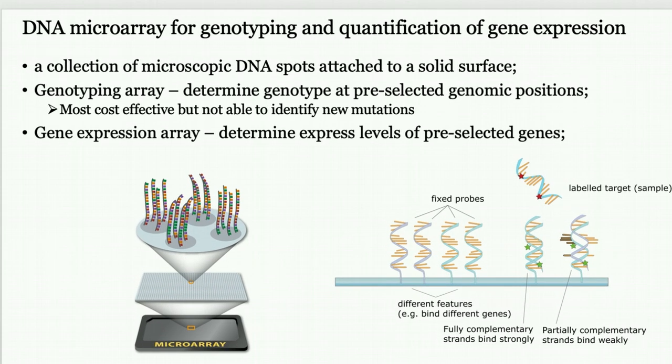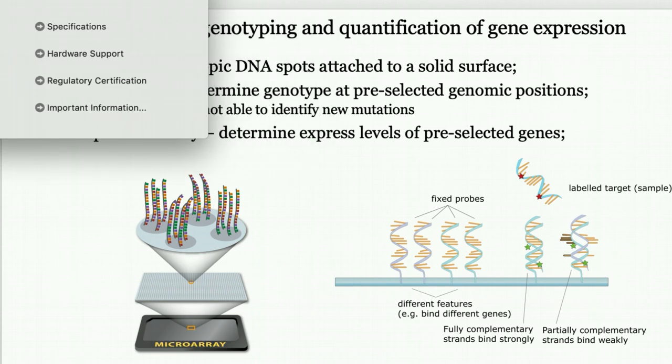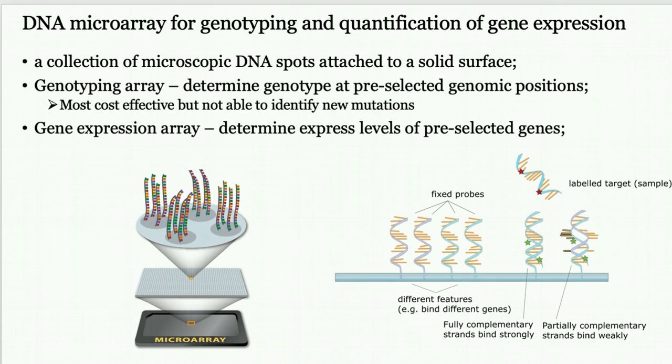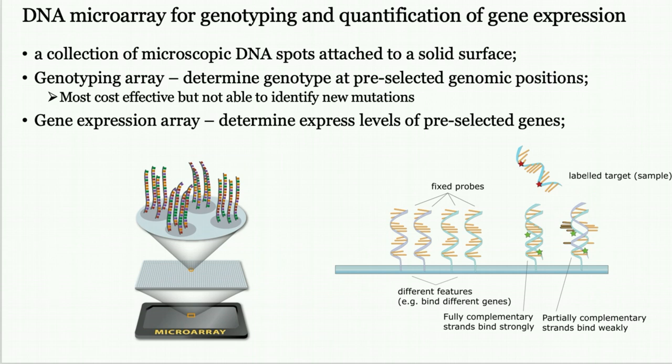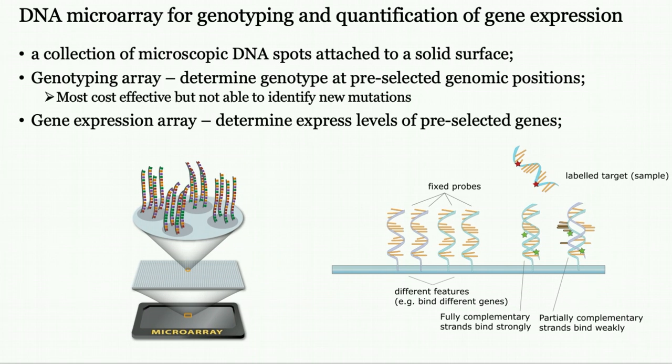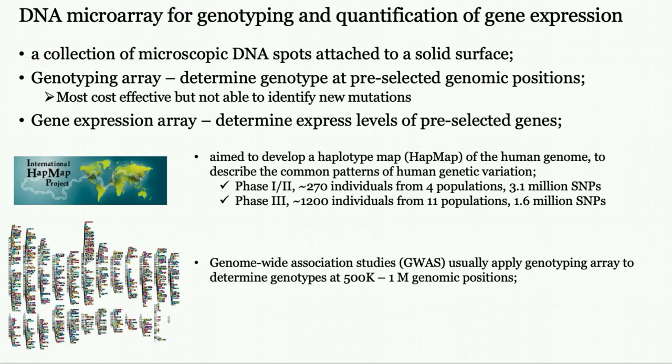And most of the genome-wide association studies that try to find association between genetic markers and a specific disease are based on genotyping arrays, because genotyping arrays are much, much cheaper than sequencing. It's even cheaper than targeted sequencing.